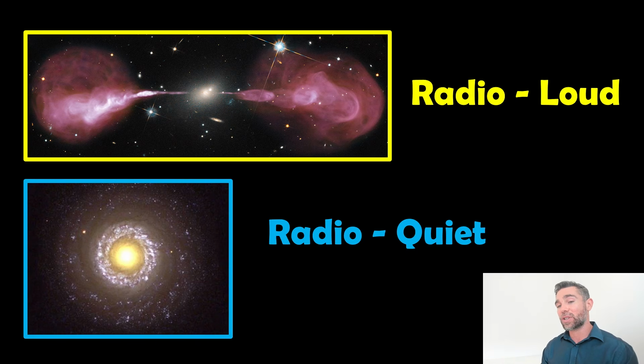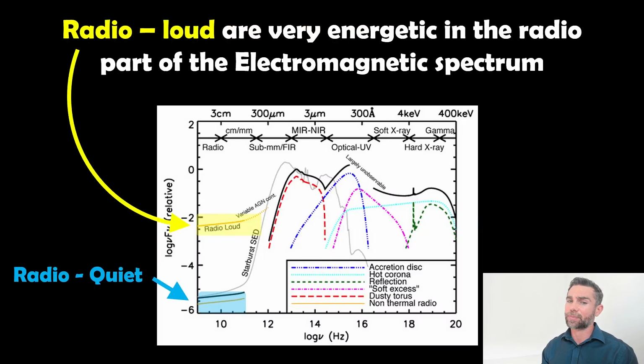Now the one I'm going to focus on here really is mostly your radio loud, because your radio quiet doesn't have those large scale jets. And we're then going to classify the radio loud into two types, the FR1 and FR2. Radio quiet, we'll do a separate video on those because they're kind of like your Seyfert galaxies instead. They still have the active core, but they just don't have those big jets.